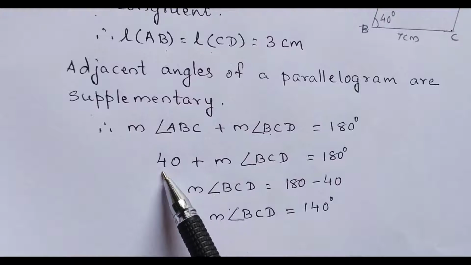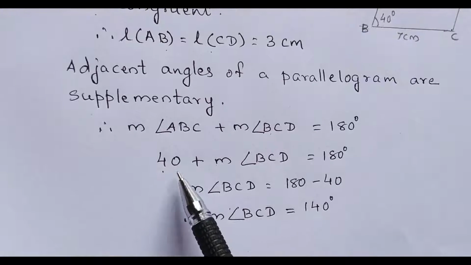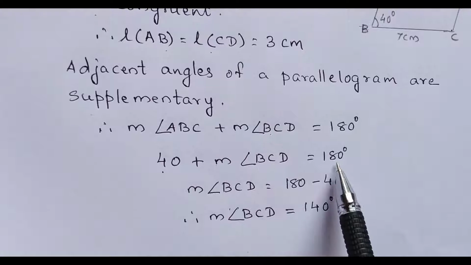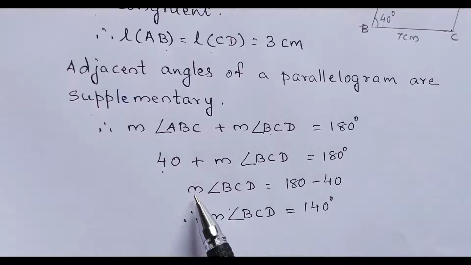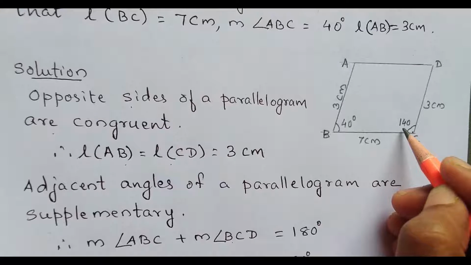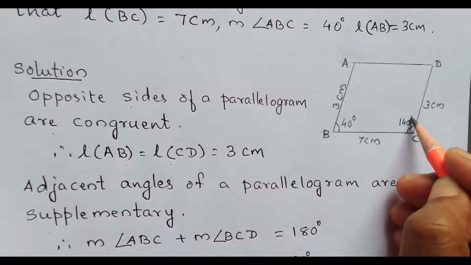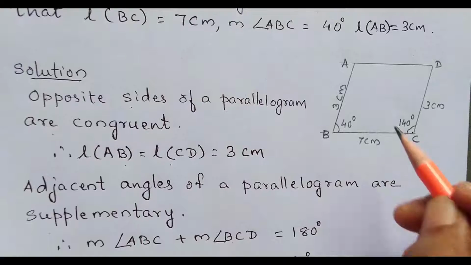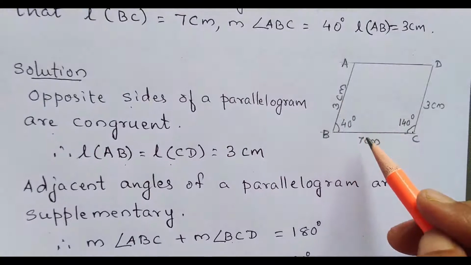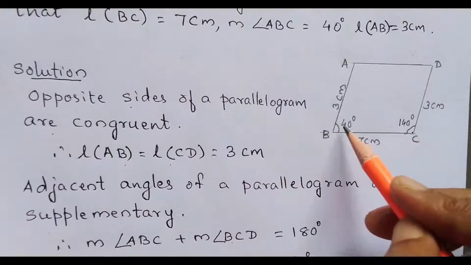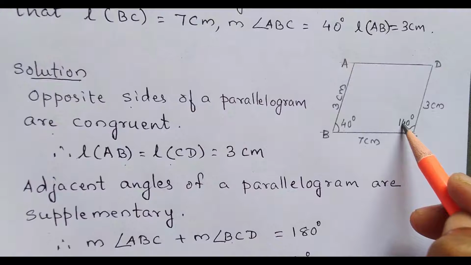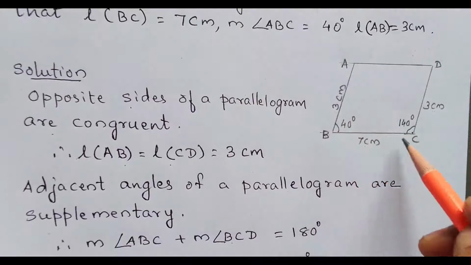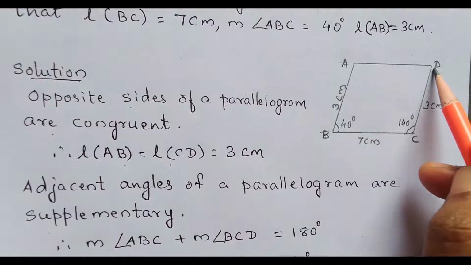Measure angle ABC is 40 degrees. So 40 plus measure angle BCD is 180. Therefore, you get measure angle BCD is 140. Now in this quadrilateral, we have got measure angle C as 140 degrees. Now we know the 3 sides and 2 angles. So we can construct the parallelogram ABCD.